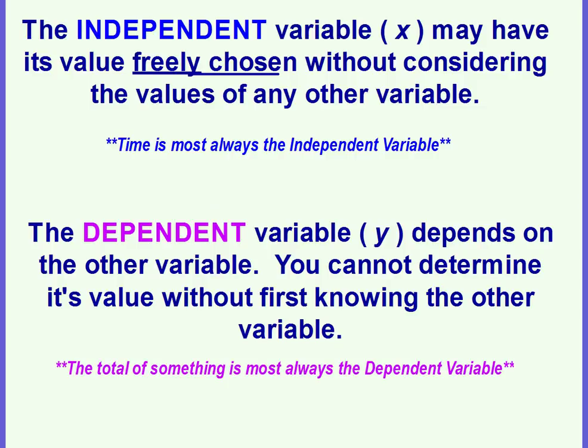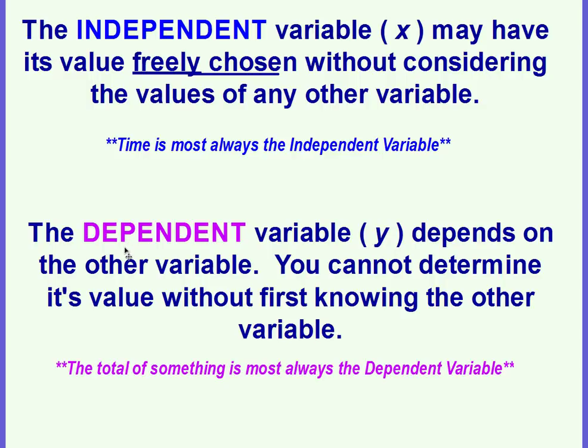The independent variable, which is our x variable, may have its value freely chosen without considering the values of any other variable. Okay, so x is the number that can change. You can choose any value for x. And one thing that's important to note is that time is most always an independent variable.